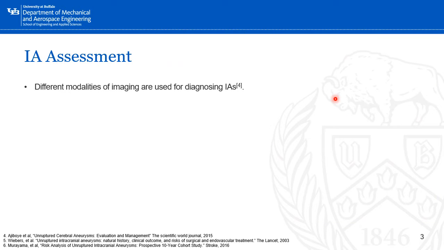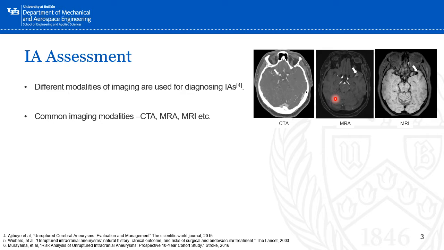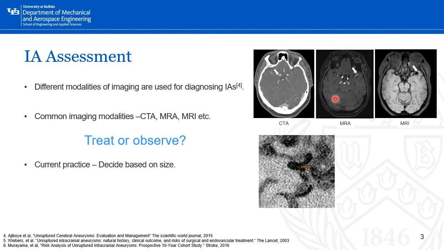The nature of these intracranial aneurysms is such that they are discovered incidentally and are very asymptomatic. And there are multiple imaging modalities out there that can be used to diagnose intracranial aneurysms. A few of the commonly used imaging modalities are CTA, MRA, and MRI imaging. Now, once an aneurysm is discovered on these images, it is crucial to identify which aneurysms you want to treat and which ones you want to observe on follow-up imaging.